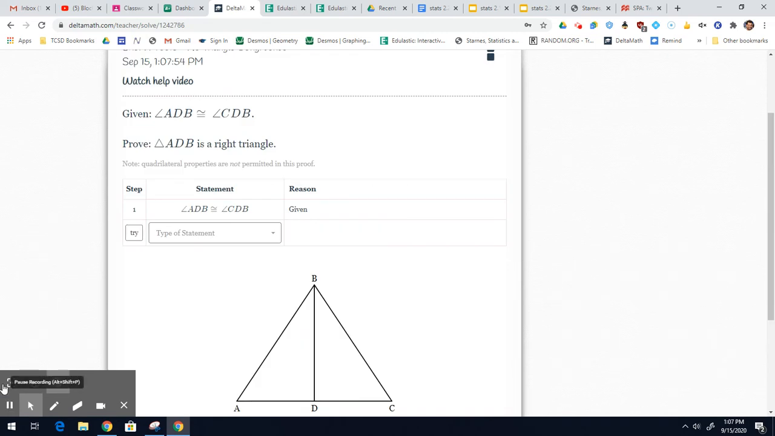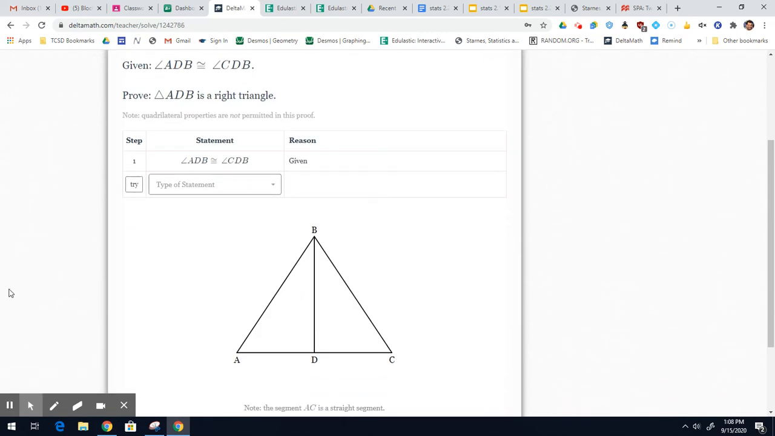Okay, so in this problem, we are given that angle ADB is congruent to angle CDB, and you want to prove that triangle ADB is a right triangle. So let's do some marking real fast. So I like to mark congruence. So remember to mark angles congruent, use an arc. So ADB, that's this angle, mark it congruent. Okay, and then CDB. That's this angle, we'll mark it congruent, okay? And we are very interested in proving that this triangle, ADB, so this one right here, is a right triangle. So of course, the idea is to show that that is a right angle, all right?